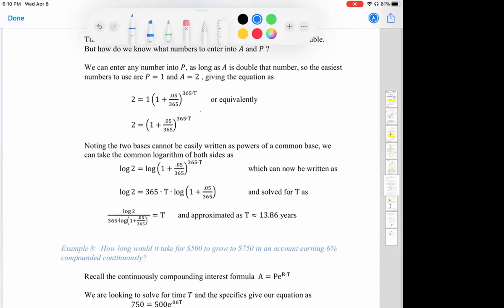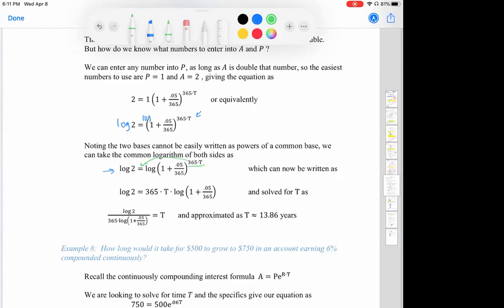So we want to solve for time. Now this is going to be applied just like before. We want to solve for a variable, in this case it's t, but it's in the exponent's place, so we have to apply this differently. So let's go ahead and take the log of both sides, like we did here. Knowing the two bases cannot easily be written as powers of a common base, we can take the common logarithm of both sides. All right, the whole purpose of this is so that we can take our exponent and move it forward.